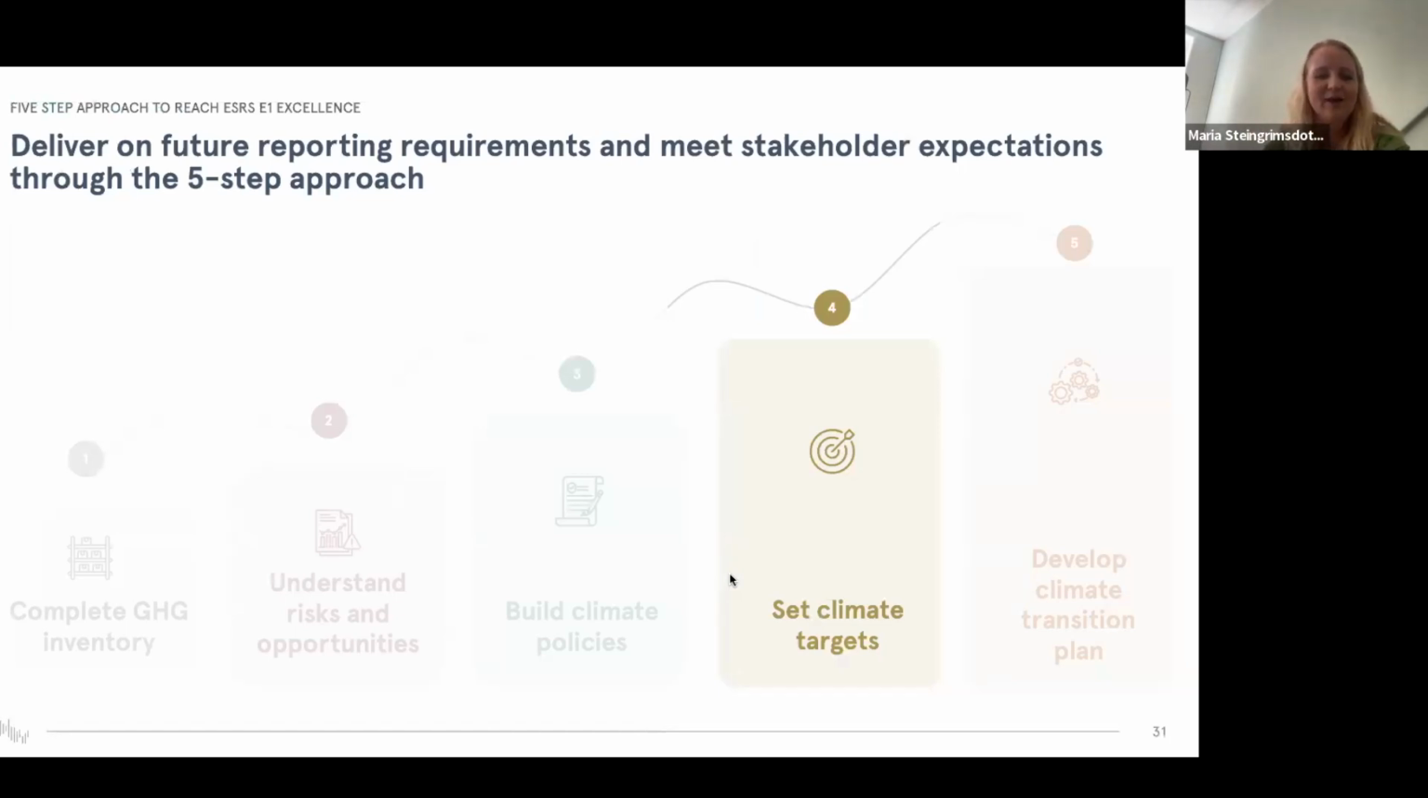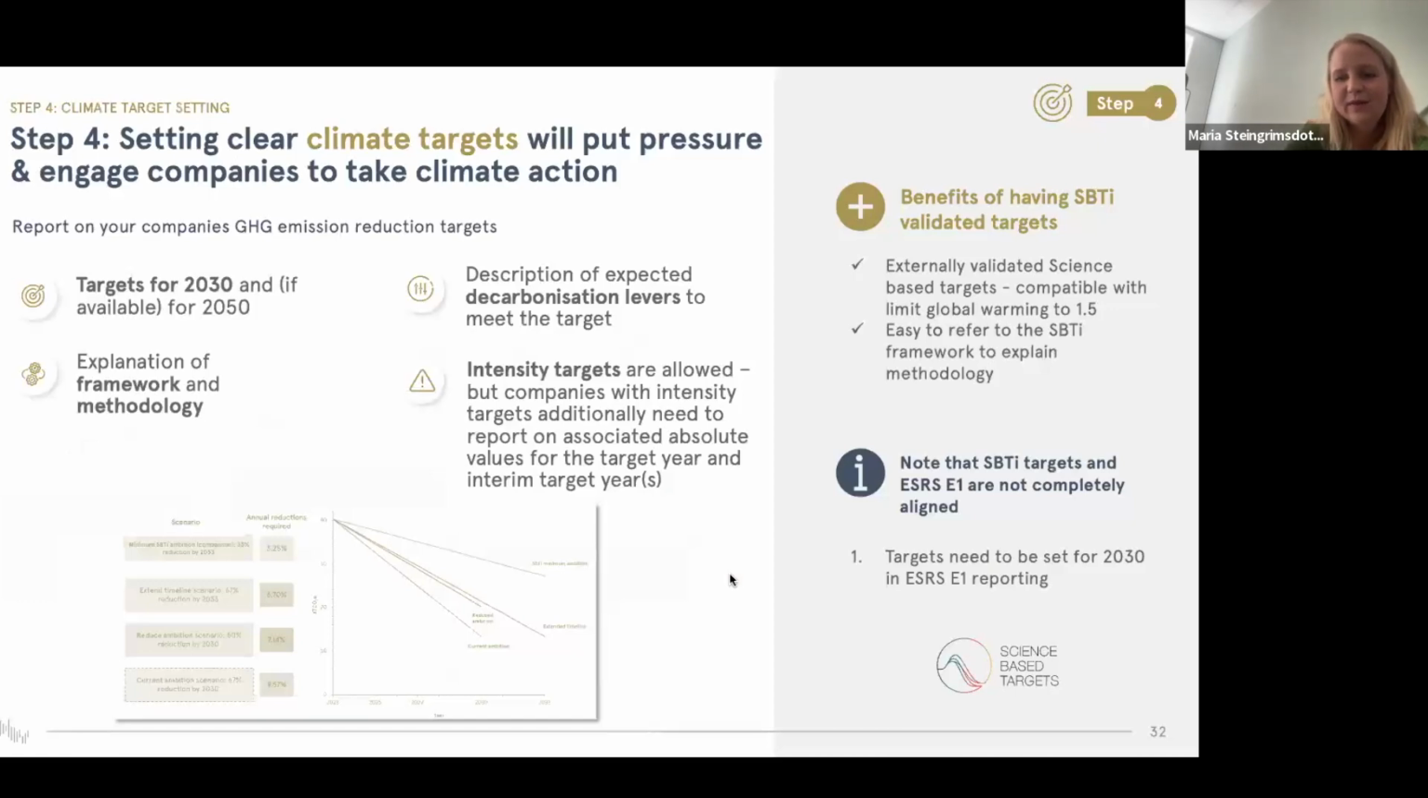So now we're at the fourth step here, which is around setting climate targets. Setting clear climate targets will put pressure on and engage companies to take action on climate matters. Companies should set climate targets for 2030 and, if applicable, also for 2050. And companies need to explain what was the framework and methodology used for setting those targets. The disclosure requirement under targets also requires reporting of the expected decarbonization levers that a company has to meet the targets.